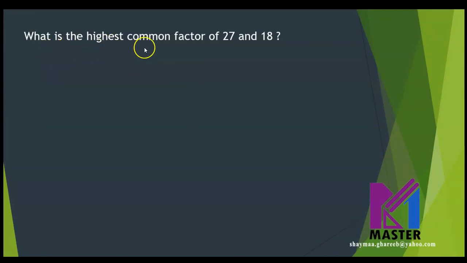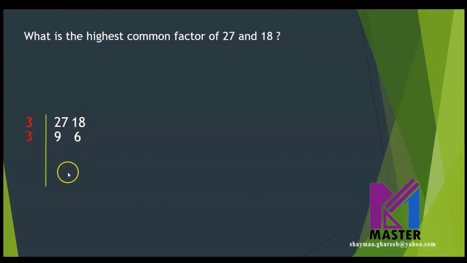What is the highest common factor of 27 and 18? We are going to use the column method, 27 and 18. Then I will start to divide by a common factor, which is 3. I can divide both of them by 3. I cannot divide both of them by 2. That's why I didn't use the 2, because 27 is not divisible by 2. But it is divisible by 3, and the 18 is divisible by 3 as well. So 27 divided by 3 equals 9. 18 divided by 3 equals 6.